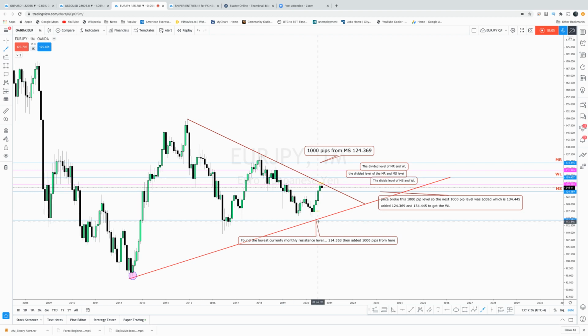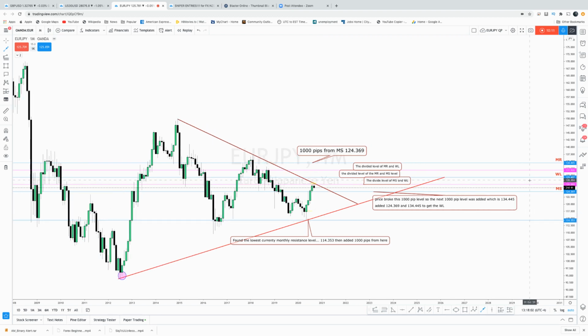Okay, so how do we find the two other subsequent quarter points? So we're trying to find the midpoint between the weekly level and the monthly resistance. So we'll do the same thing. We're going to add the 134445 and the 129407 and whatever number that is. Then we divide that by 2. We're going to get 131926.